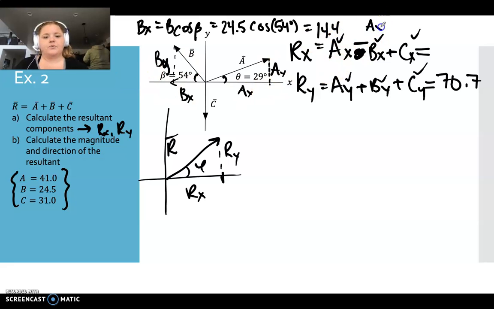Let me do the a sub x quickly. It's going to be something similar. We have 41 times cosine of 29. That gives us 35.9. Okay, so we'll have 35.9 minus 14.4. And remember that our C vector was just in the Y direction, so this is 0. So now our r sub x is 21.5.